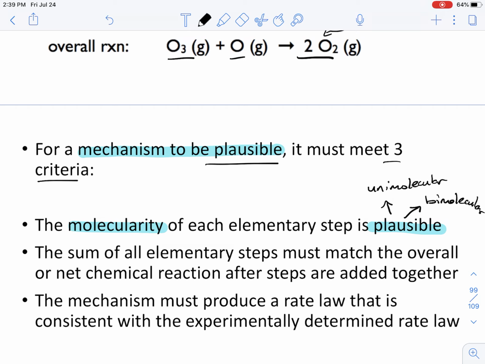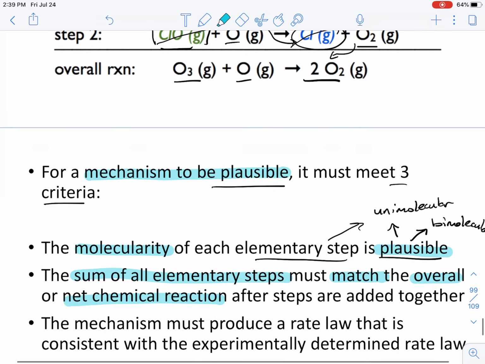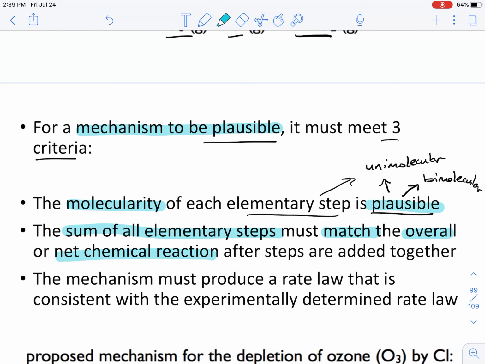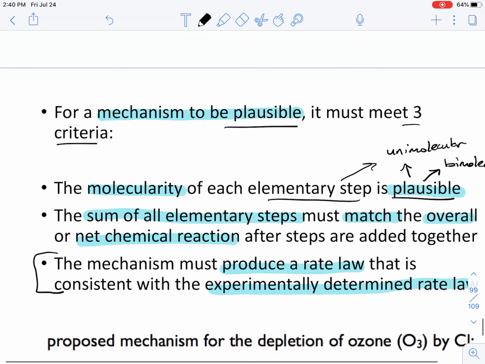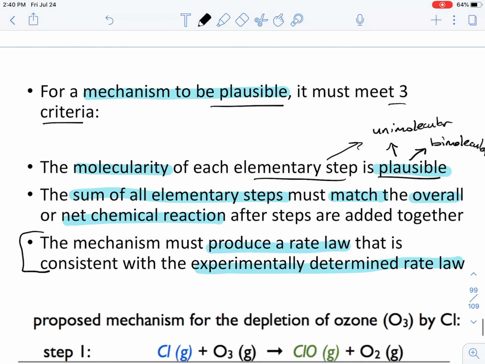And so if your elementary step is either unimolecular or bimolecular, then that elementary step is plausible, and you can go ahead and check the first point off. And so the sum of all elementary steps must match, letter by letter, number by number, the overall or net chemical reaction. And we kind of saw that in the previous 2 examples. And last but not least, the mechanism itself must produce an overall rate law that's consistent with an experimentally determined rate law. And so it's this last criteria that we have not yet really talked about in greater detail, and that's what we're going to do next.